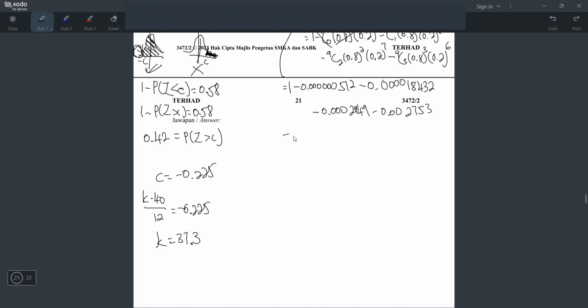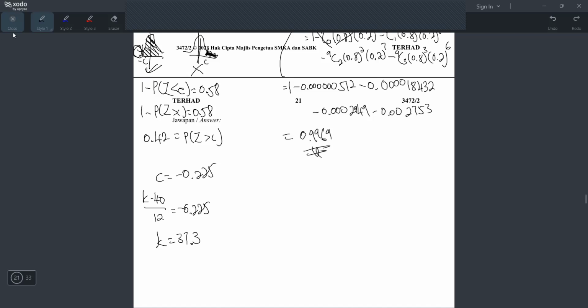Now finally we can go for the final answer. Just 1 minus everything. 1 minus 0.000000512 minus 0.000018432 minus 0.0002949 minus 0.00273. The calculator gives me 0.9969. So you just write it there. This is the probability answer.